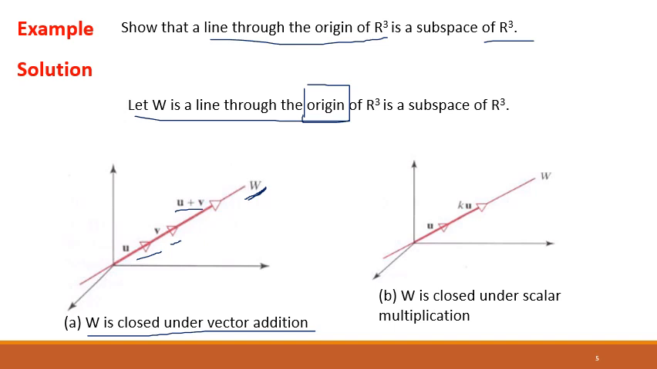Now for property C, we suppose a scalar k and a vector u. When we multiply a scalar k with u, the length of the vector u increases, but the direction remains the same, and the resultant vector ku lies on the line W. So we can say that W is also closed under scalar multiplication. So a line through the origin of R cube is a subspace of R cube.